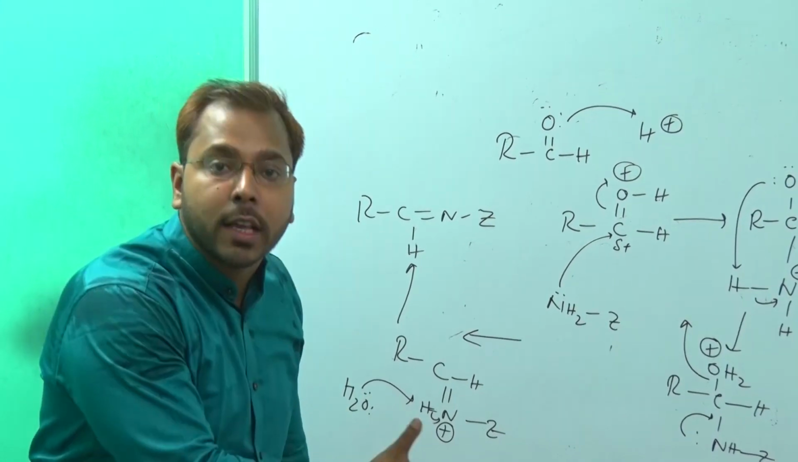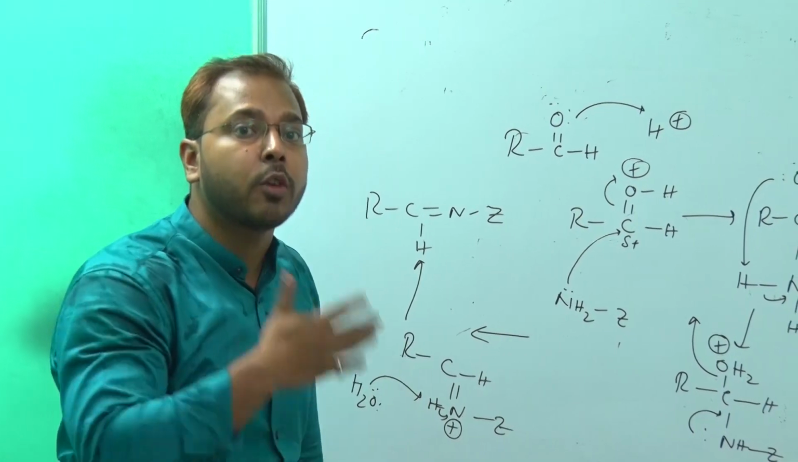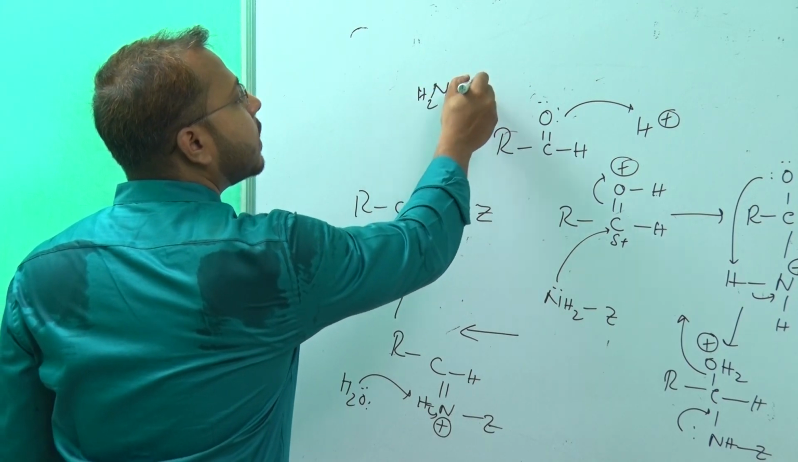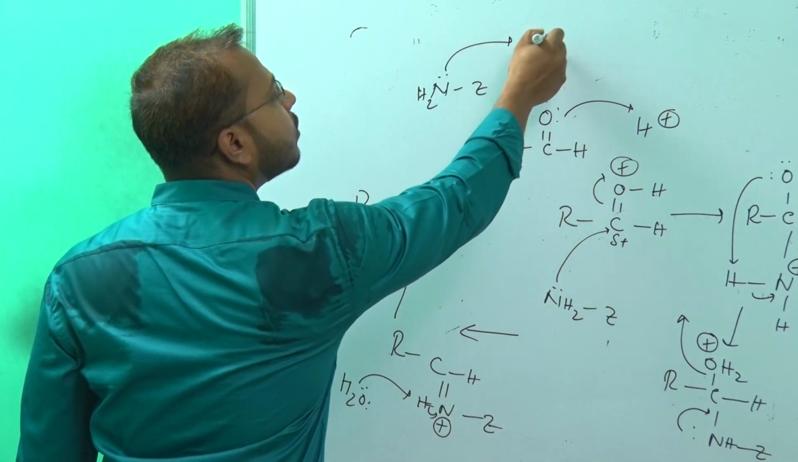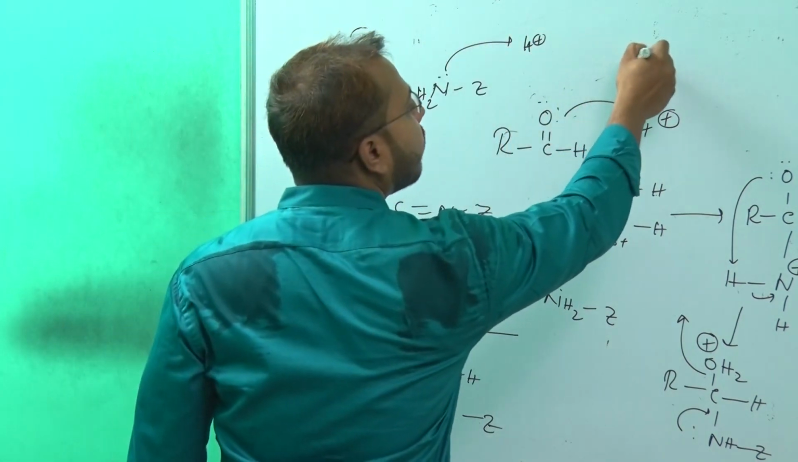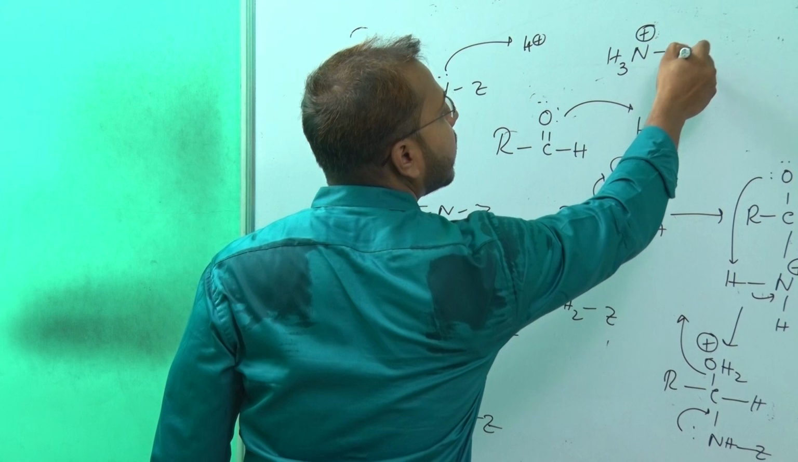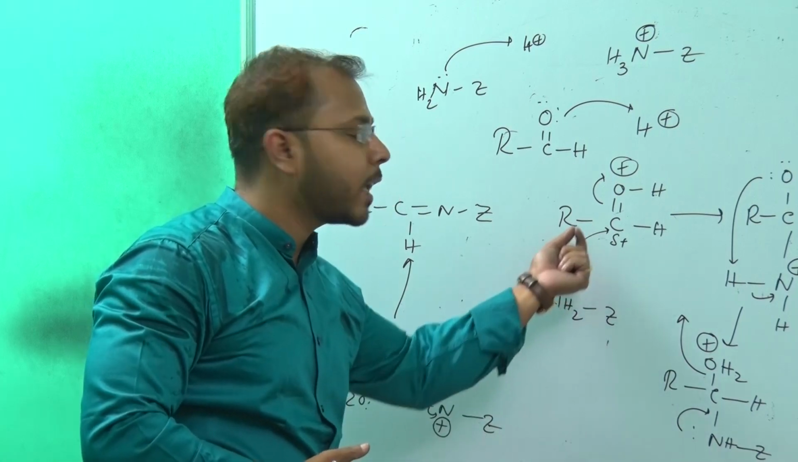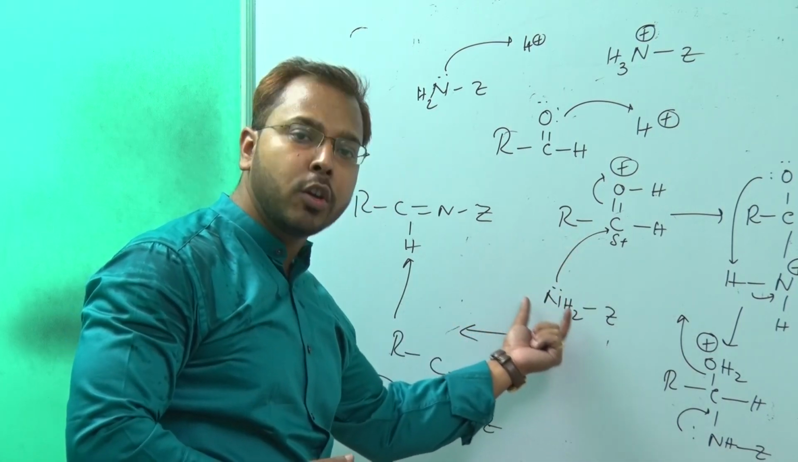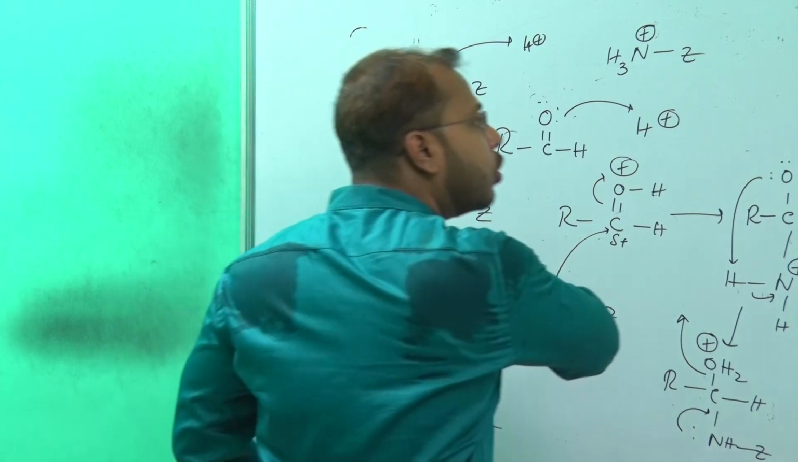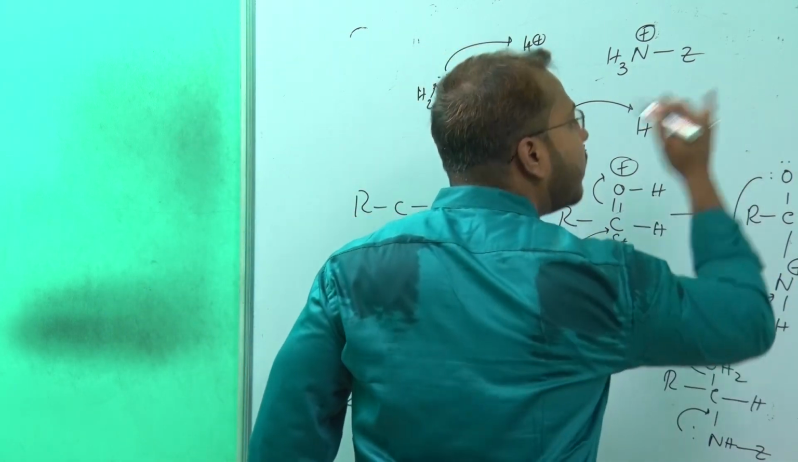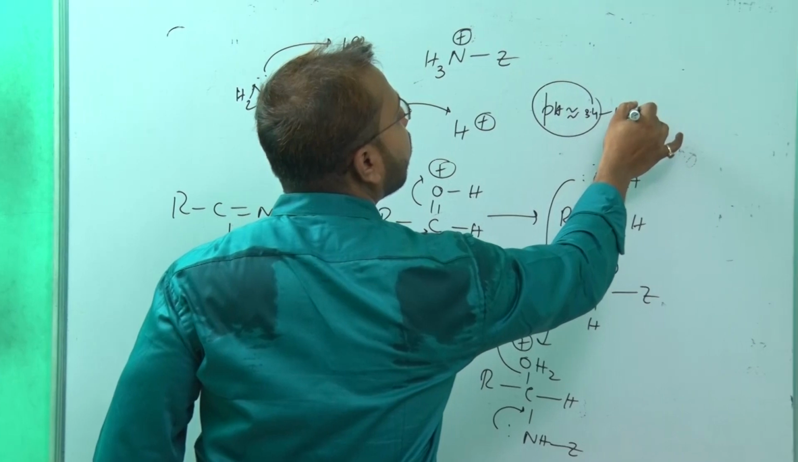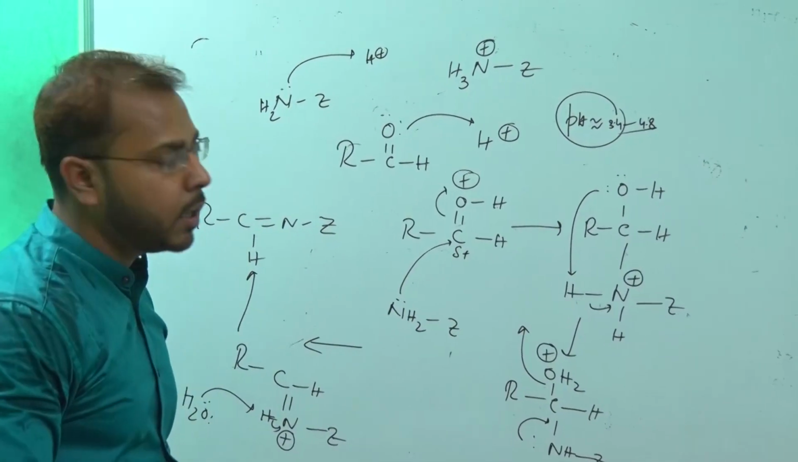Then if the medium is more acidic, that means if the pH is much lower, then what will be the problem? The problem may be that more H+ ions are there, then this type of protonation can also take place. Then it will form NH3+ and Z. So now it becomes an electrophile, and therefore this attack cannot take place because it needs to act as a nucleophile. That is why the pH should not be basic and the pH should not be too acidic. So the pH range is nearly moderate, that is 3.5 to 4.5, like that.